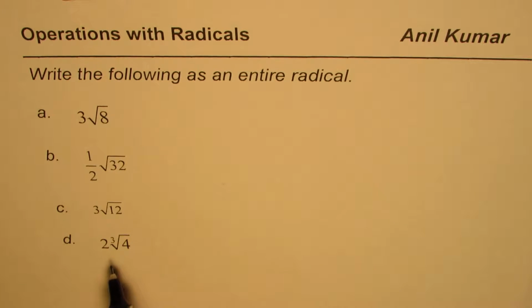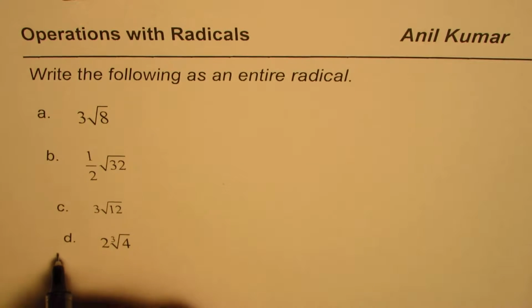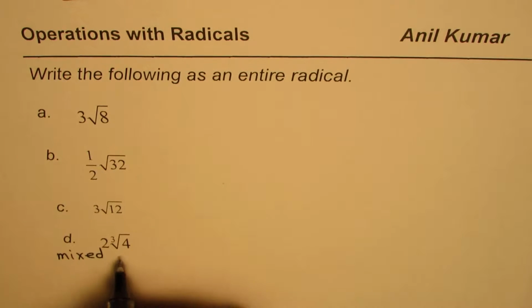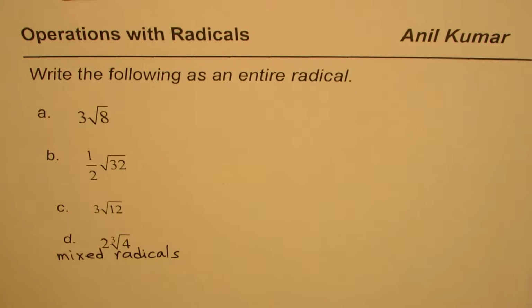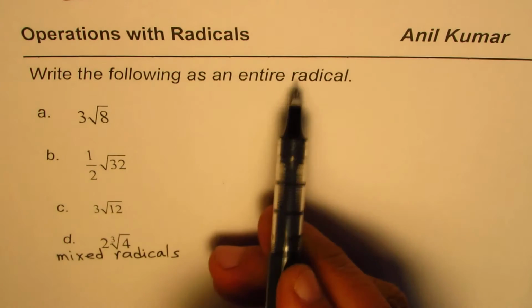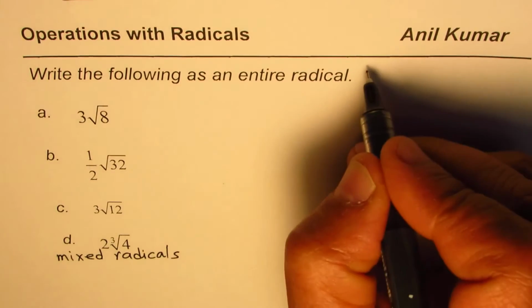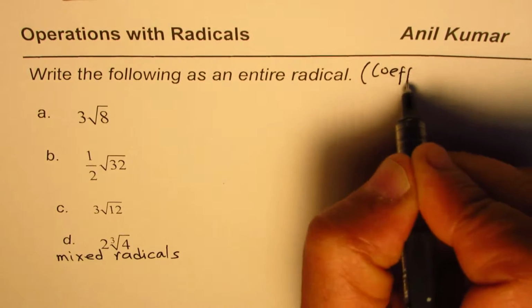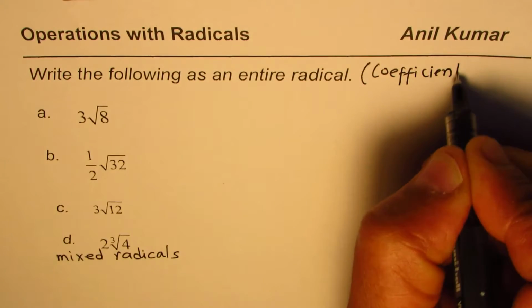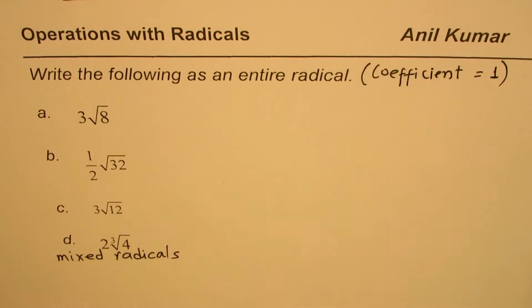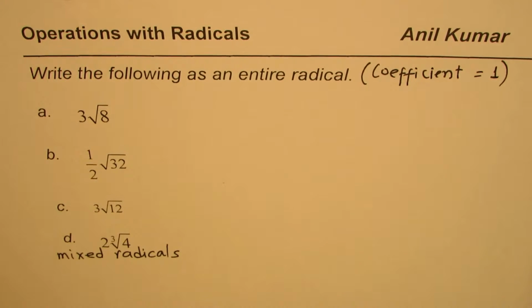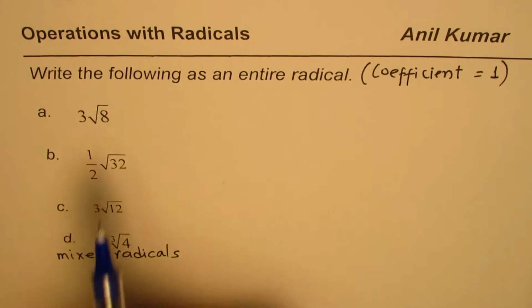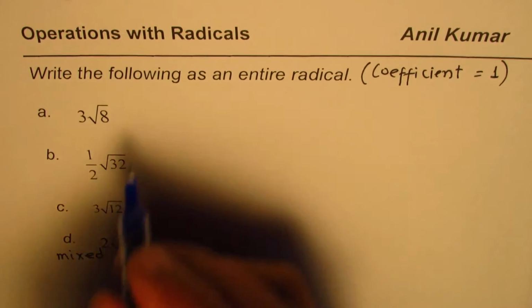Now these expressions given are examples of mixed radicals, right? These are all mixed radicals, since the coefficient is not 1. When we say entire radical, it means that the coefficient equals 1. That means anything which is outside the radical sign should be 1. That's the whole idea. Let us see how to write them as an entire radical.